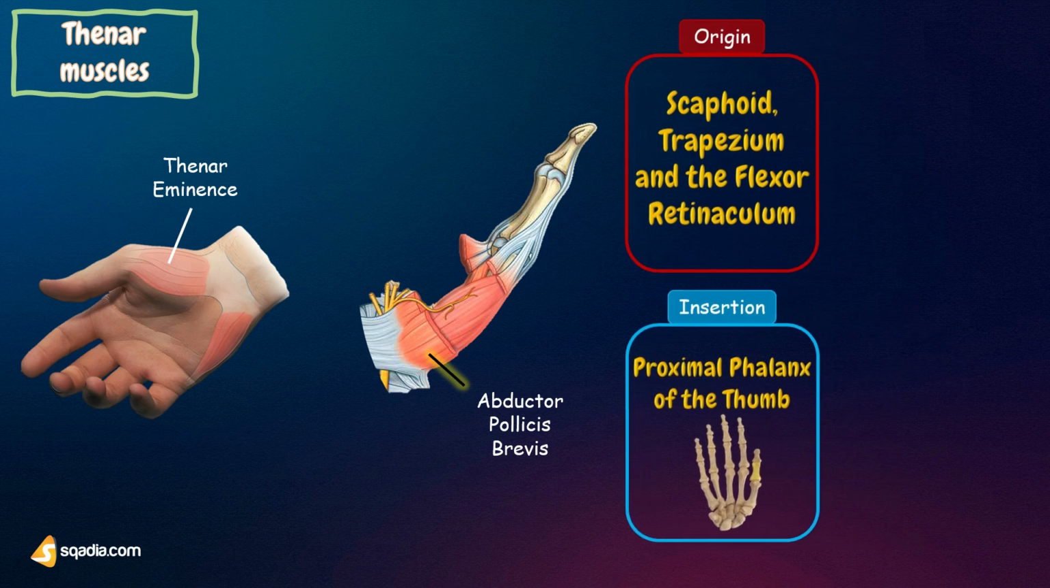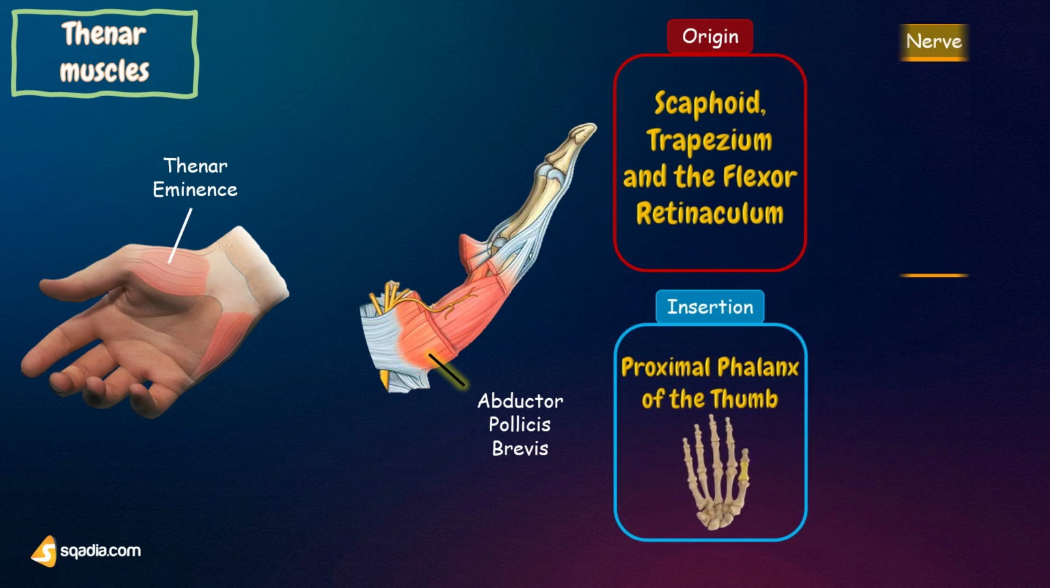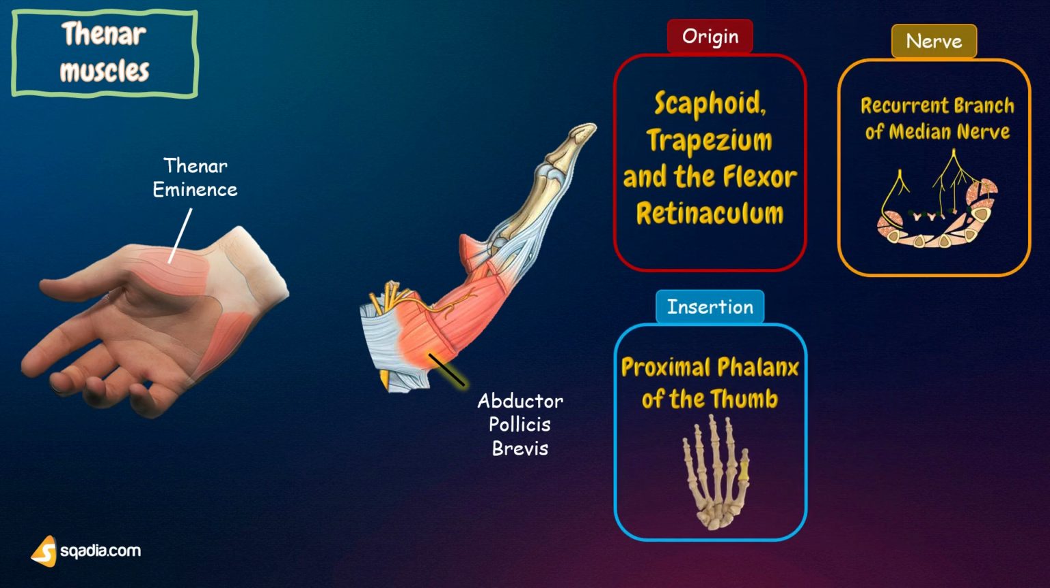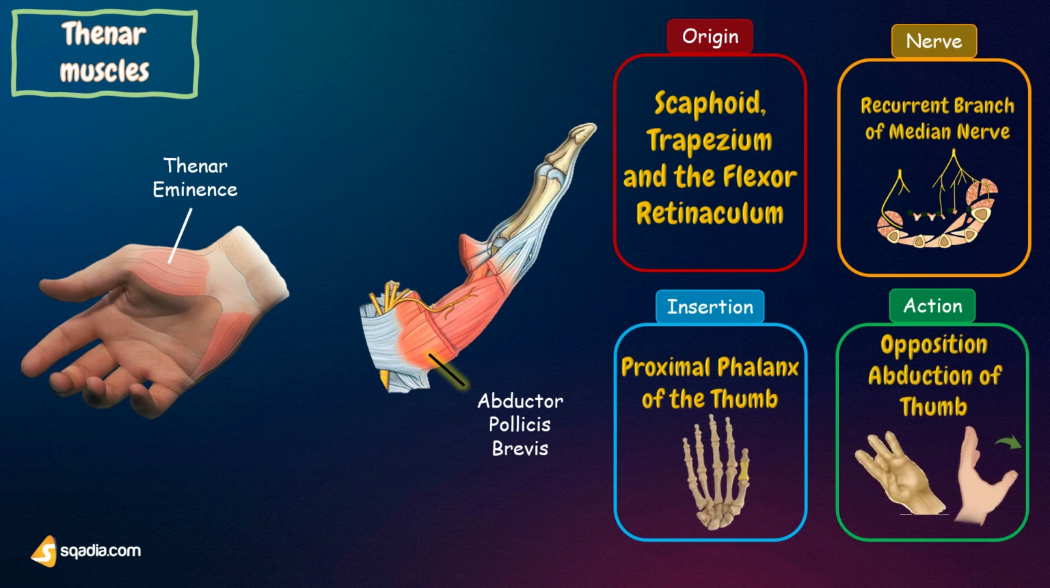Supplied by the recurrent branch of the median nerve, the abductor pollicis brevis abducts the thumb, principally at the metacarpophalangeal joint. Its action is most apparent when the thumb is maximally abducted and the proximal phalanx is moved out of line with the long axis of the metacarpal bone.